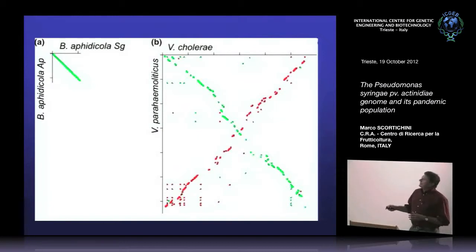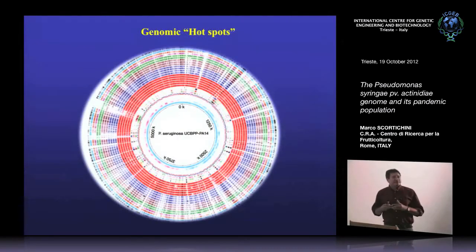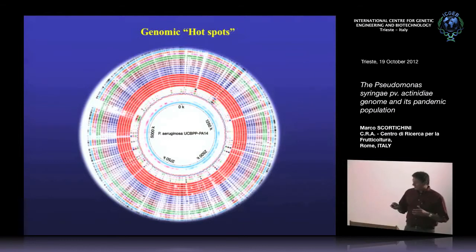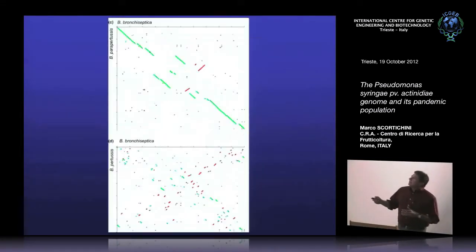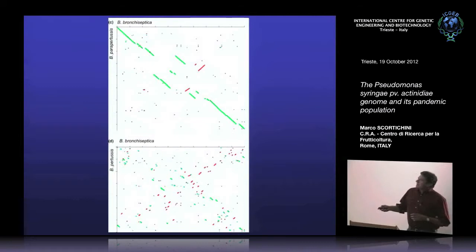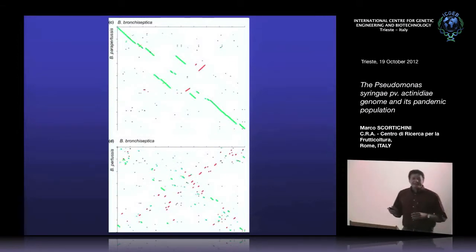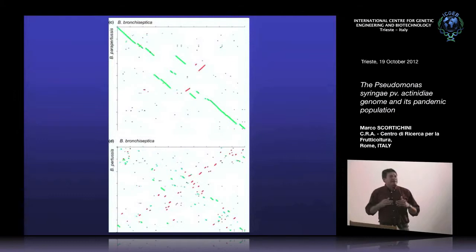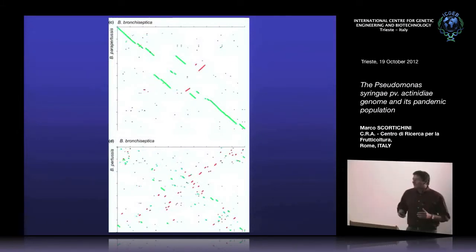But you can also find a different situation for Vibrio cholerae and Vibrio parahaemolyticus. You find a different disposition of the alignment of genes. This means that the arrangement of the genes of these species is different, even though they belong to the same genus. You also see, in Bordetella bronchiseptica, a scattered distribution of genes. This means that their genome is completely different. The genes are arranged in different forms.